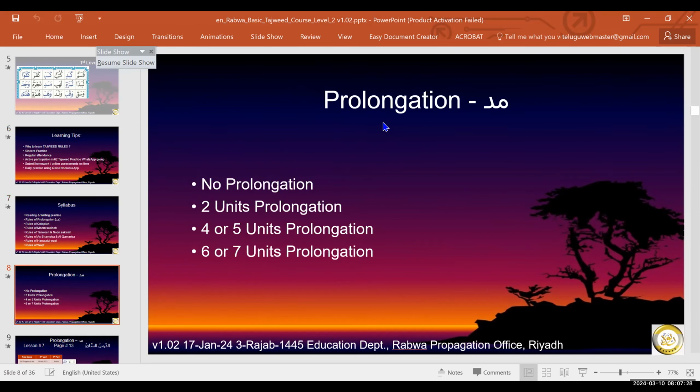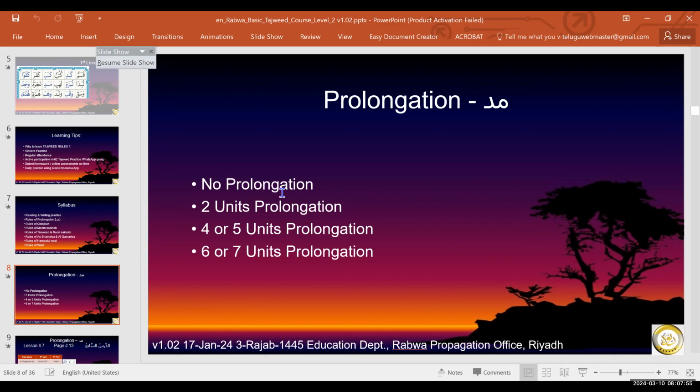Now the prolongation. Prolongation means extending the sound, like fatha, kasra, dhamma. Fatha sounds a, kasra sounds e, dhamma sounds u. Now this rule gives us the information how to prolong it more than the haraka. So some letters have no prolongation. You have to read as quick as possible.